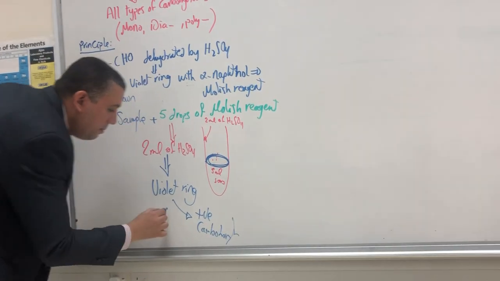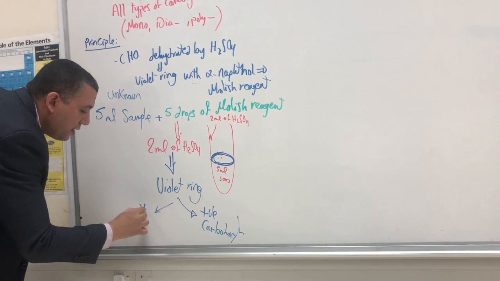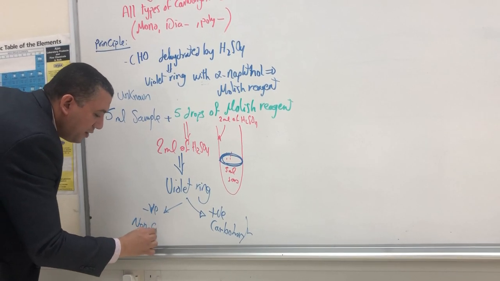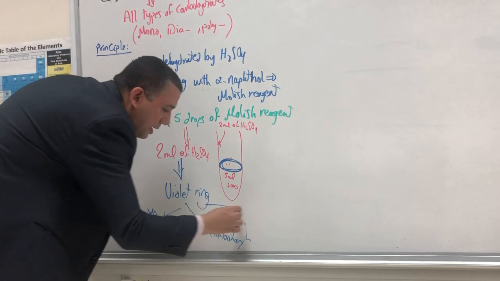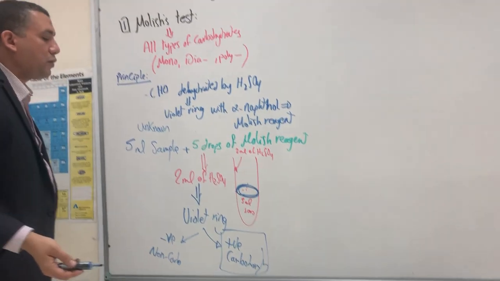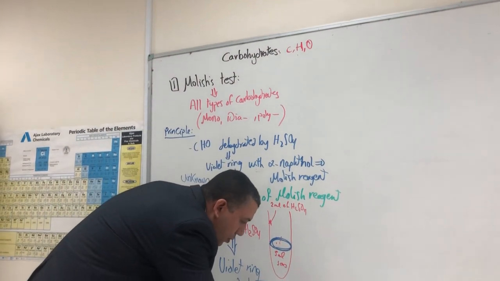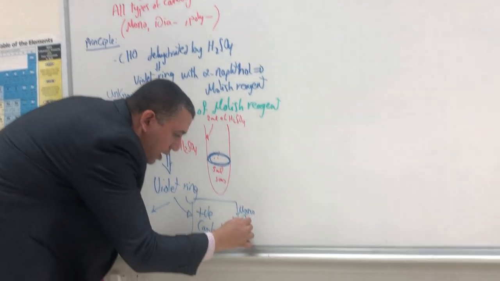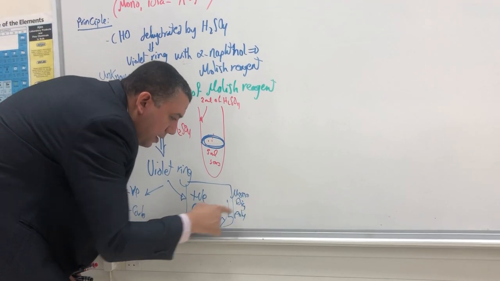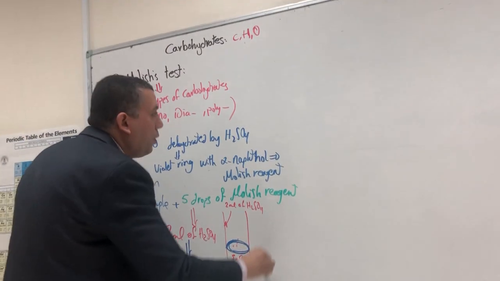If it's negative, it means non-carbohydrate. Do you agree? Now I got the result, for example, positive. So I would like to know which type of carbohydrate, mono, di, or poly. So which type of them? That's why I will go for the second test.